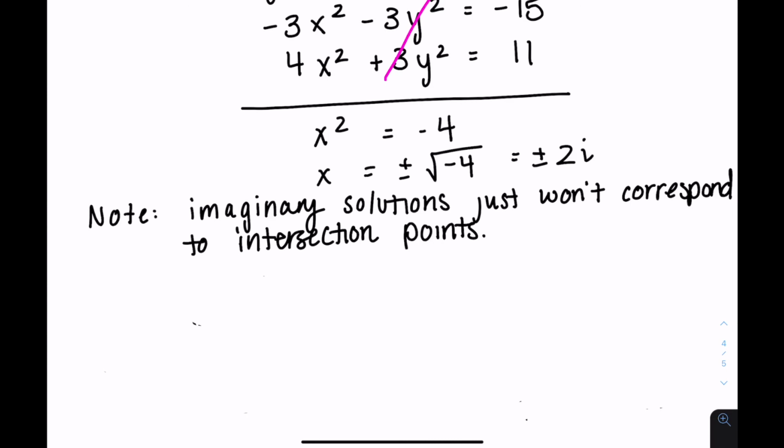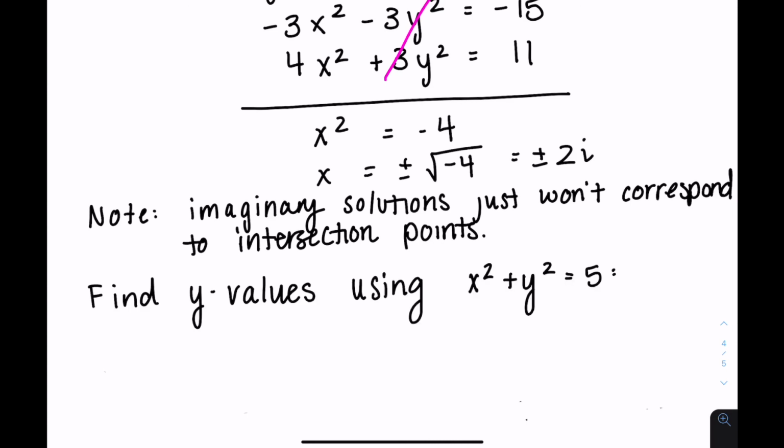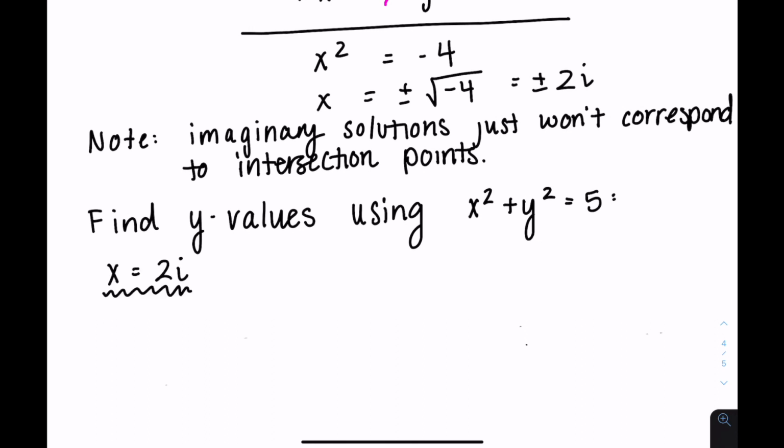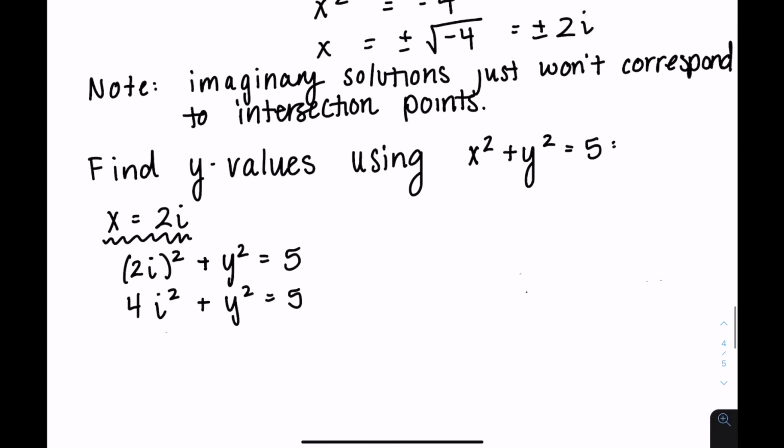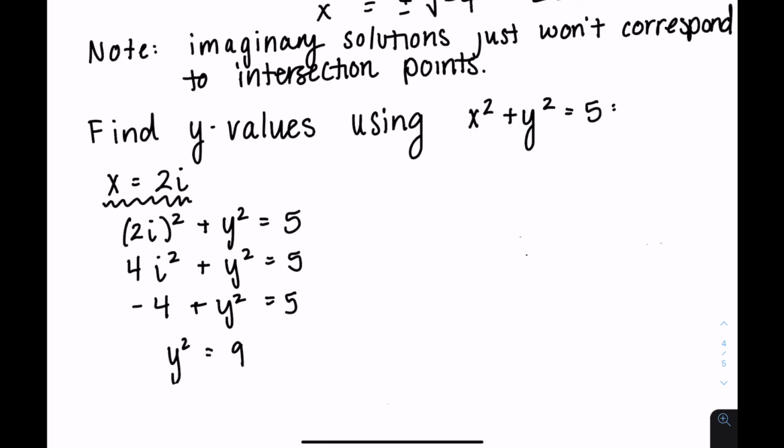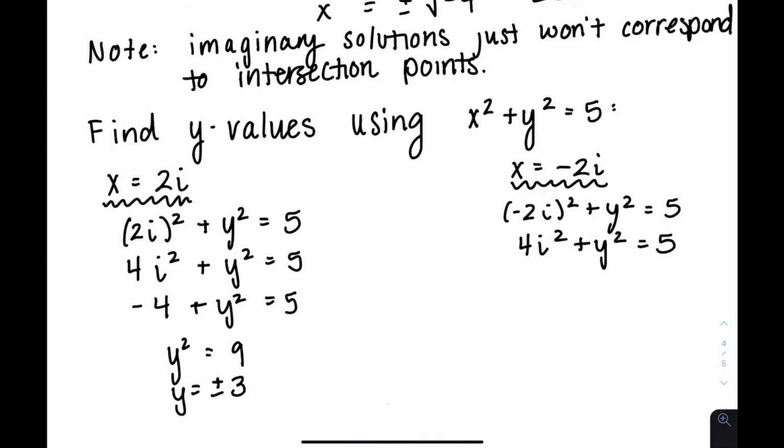Now we need to find the y values that correspond to each of these x values. So I'm going to go ahead and just use that first equation again because it was a little bit simpler. So I'm going to start with my x value being 2i. That'll give us 2i squared plus y squared equals 5, which is 4i squared plus y squared equals 5. Remember, i squared is -1, so this gives us -4 plus y squared equals 5. y squared equals 9. So when I take a square root, I get two solutions that correspond to this single x value. Now I got to do exactly the same thing, but with x being -2i. So I get this equation, but that minus sign ultimately doesn't make a difference. I get the same thing as a result.